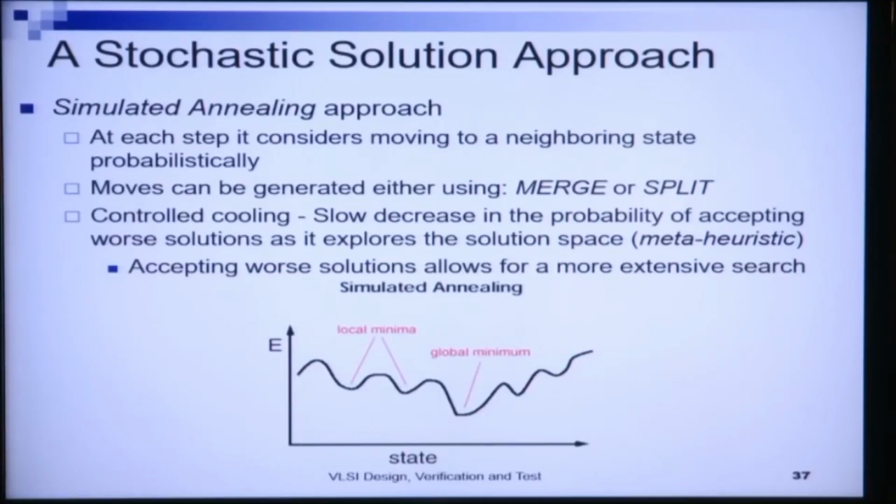Now, what does controlled cooling mean? The controlled cooling here in simulated annealing is the slow decrease in the probability of accepting worse solutions as it explores the state space. And why do we accept worse solutions at all? Accepting worse solutions allows for a more extensive search over the state space.